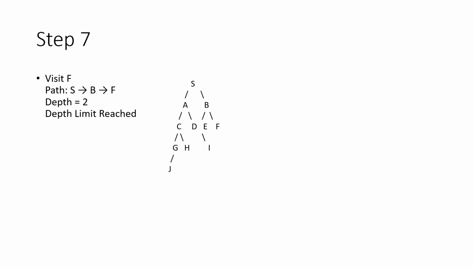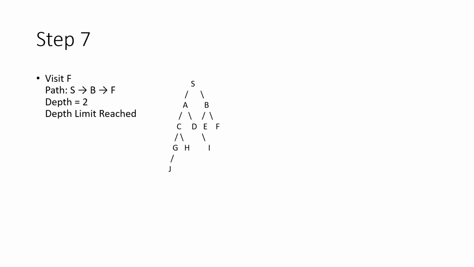Next, SBF: the depth limit is 2, and the depth limit has also been reached. We don't have any node after F, and we have reached the depth limit. We have visited until F. So S to F we have visited for all nodes, that is the constraint.